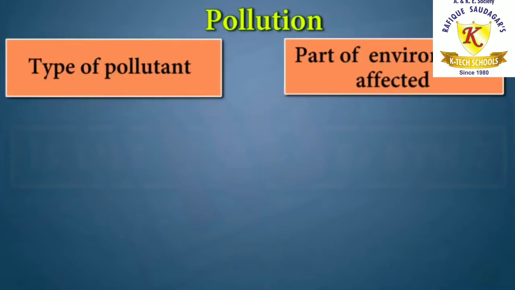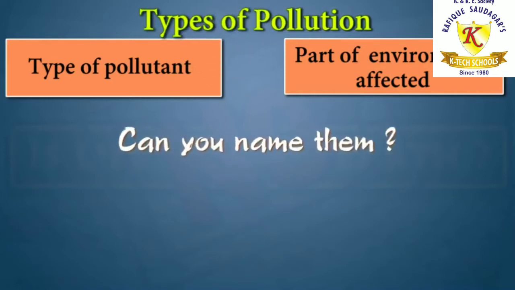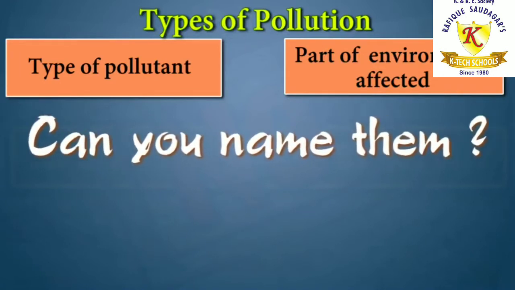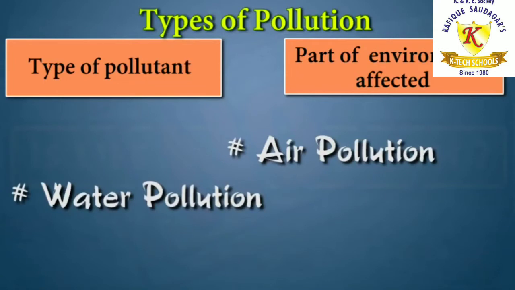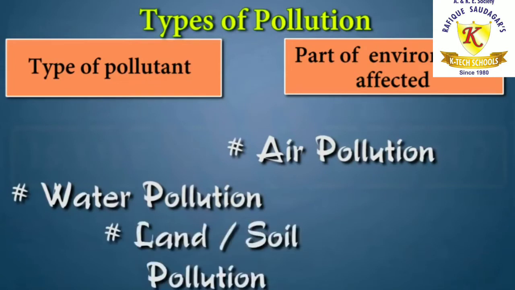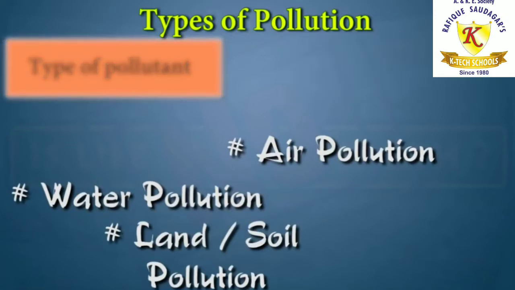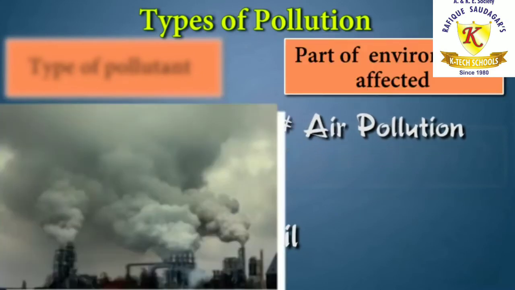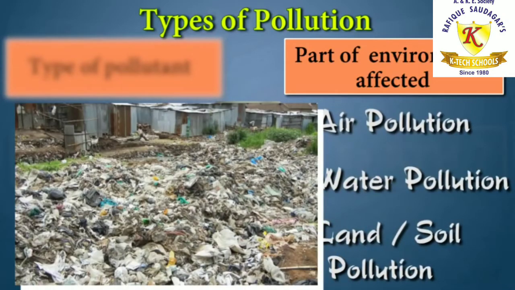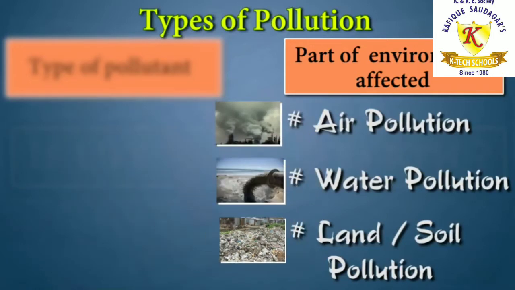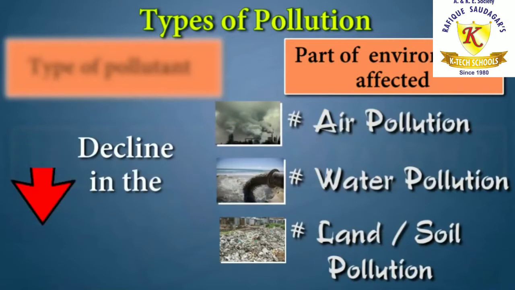Based on the type of pollutant and the part of the environment they affect, there are different kinds of pollution. Well, can you name them? Most of us would say air pollution, water pollution, land or soil pollution. And here the three habitats, that is atmosphere, water and land environment, are getting affected, or we can say there is a decline in the quality of these three components.